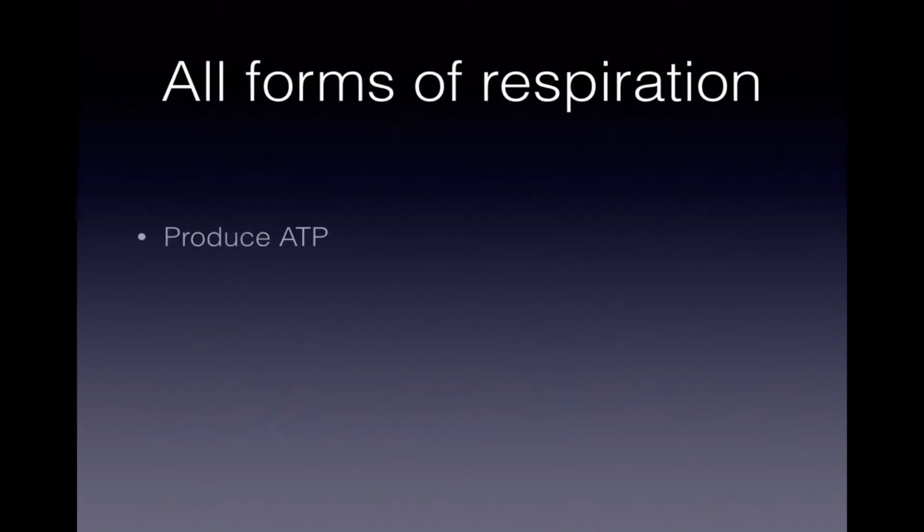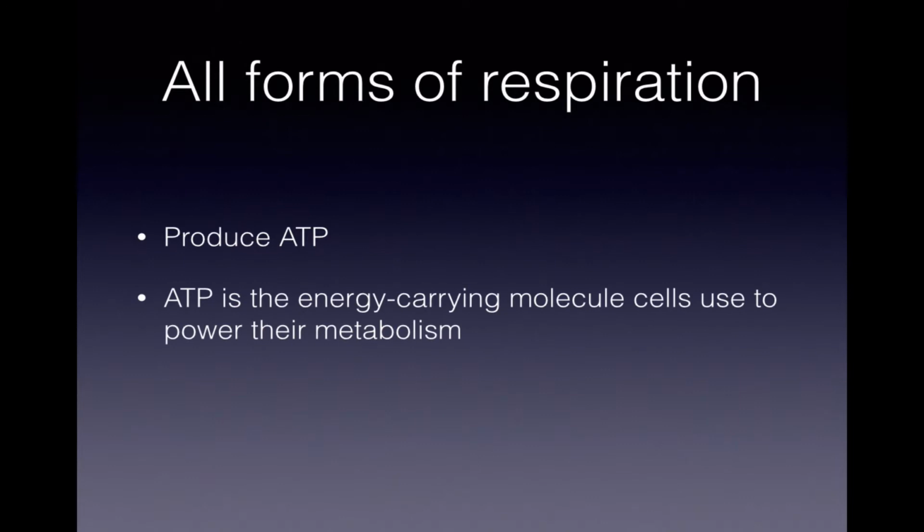Now, all forms of respiration produce ATP. ATP is the energy molecule that is carrying tiny little packets of energy into chemical reactions so that they can happen. And ATP is the molecule that does this. It powers the metabolism of all living cells. If a cell runs out of ATP, it's going to die. So that means cells have to constantly make ATP.